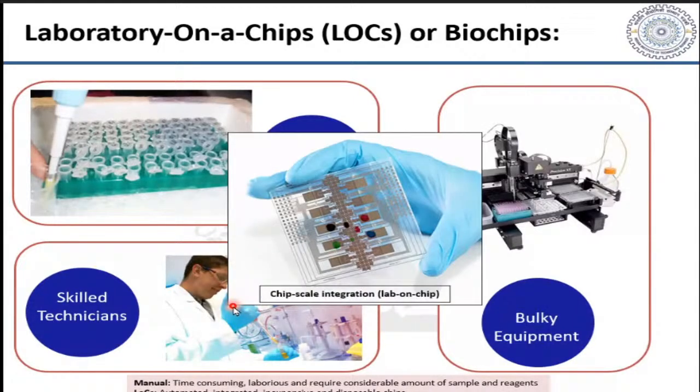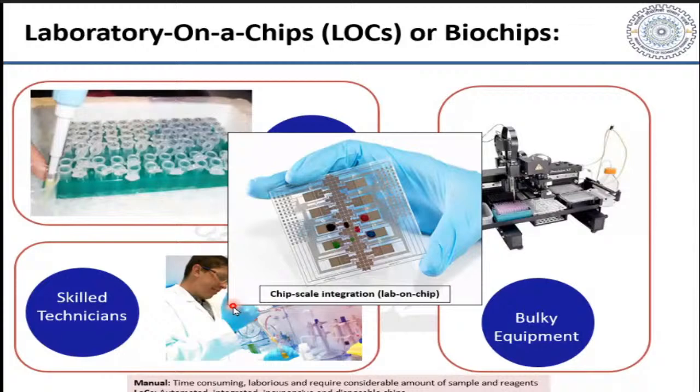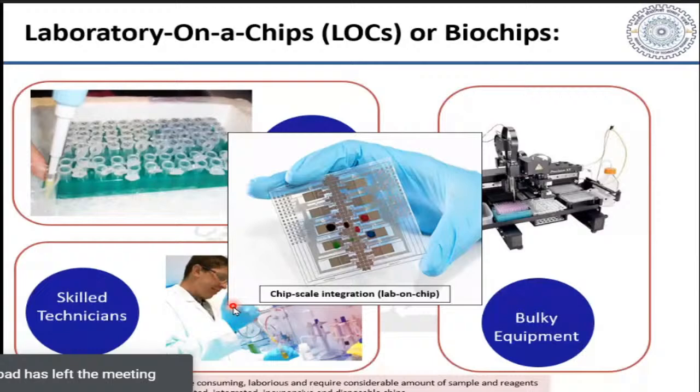So finally, this LOC will look like this. It will be a handheld device. It is a photograph taken from a real chip from a journal which was published by some researcher, and it is basically the real chip. You can see the colors are basically integrating different fluids, and the gray or brown color, how it is basically working.